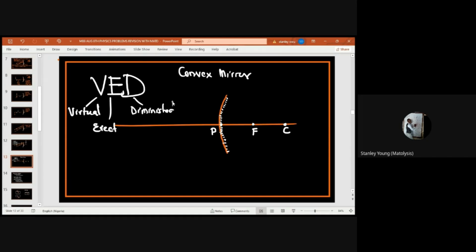So in an exam setting, you can be told to draw the ray diagrams. For instance now, if I want to draw the ray diagram here, let's say we have this to be the object.